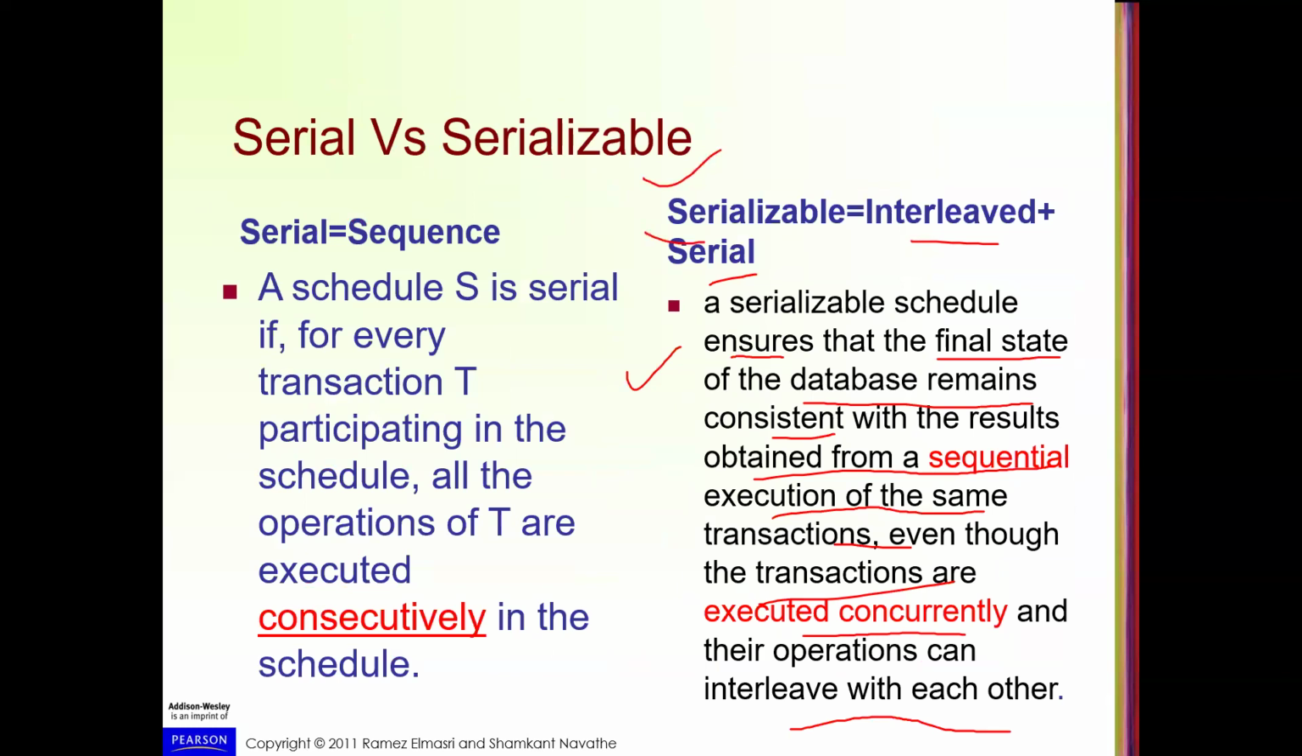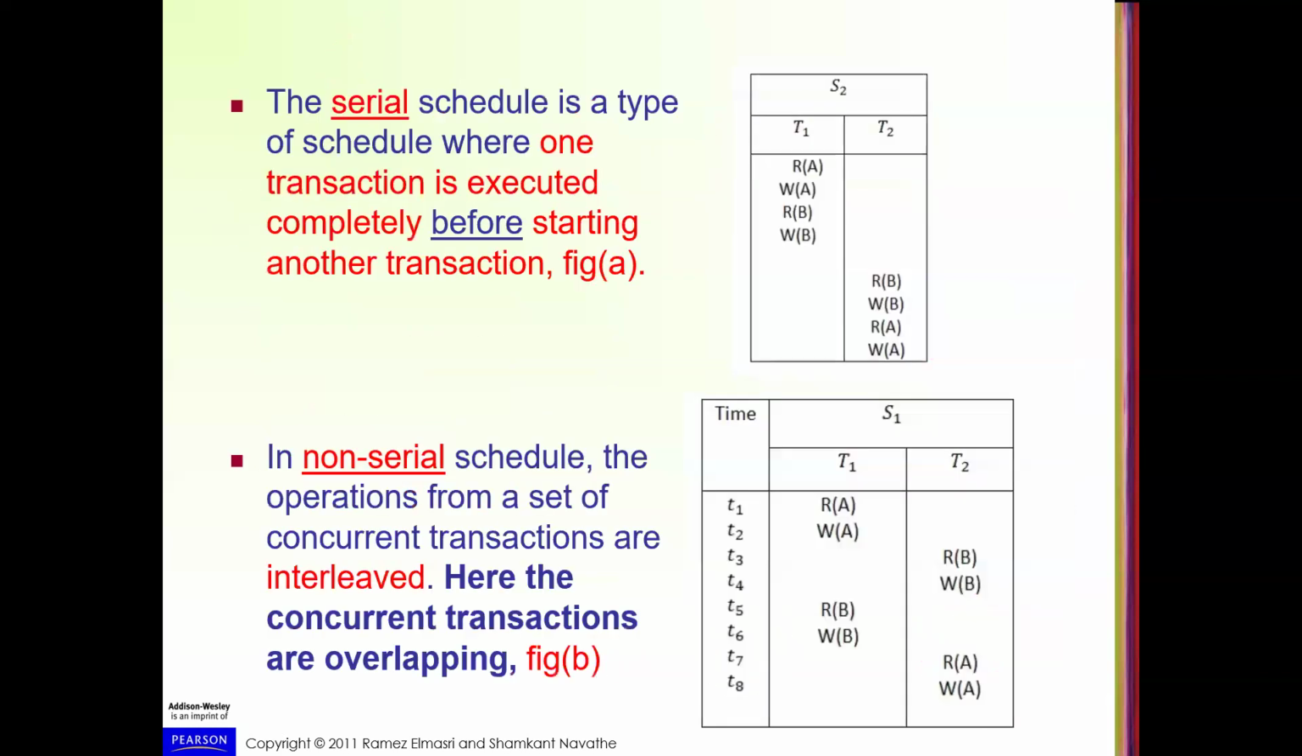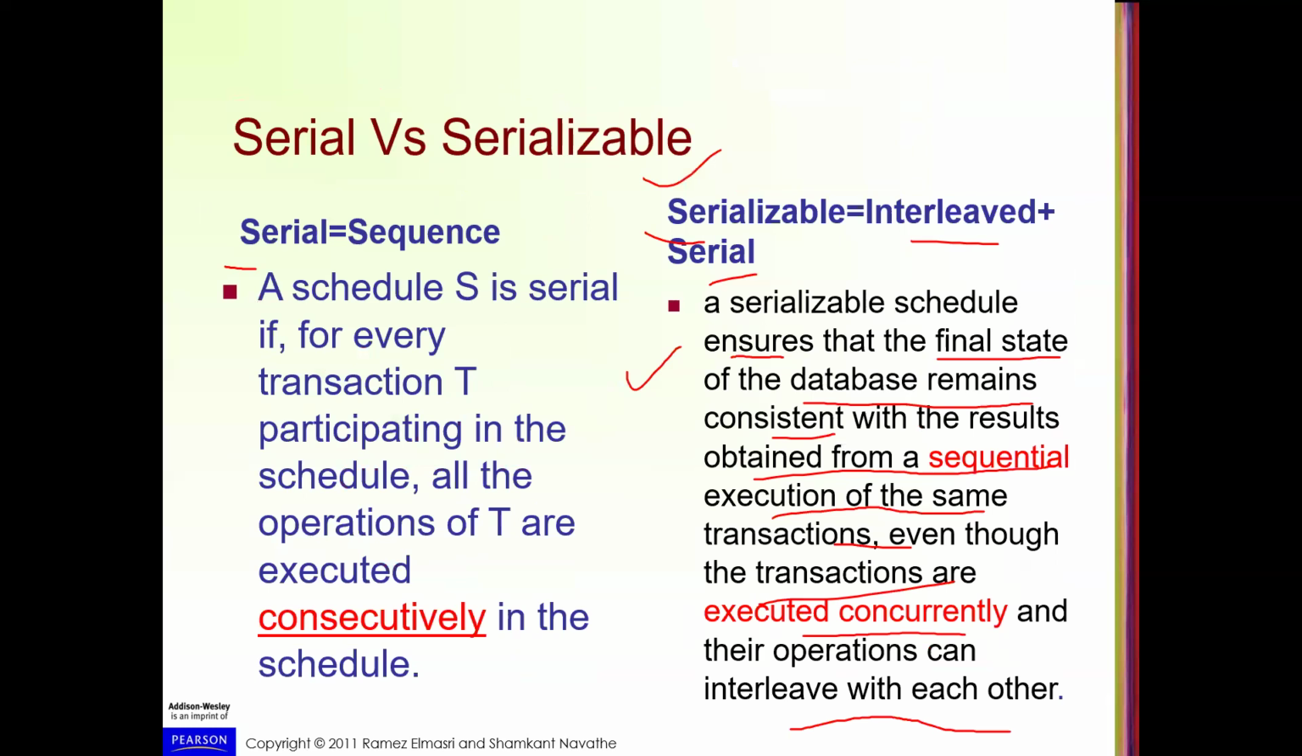Now, what is the difference between serializable and serial? Serial is simple like this: you complete one transaction, then only you start another transaction. Here you might change the value of A, for example you're writing A, but this doesn't affect. We want the first transaction to complete first, then the second transaction will start. This is called a serial schedule. A schedule S is serial if for every transaction T participating in the schedule, all the operations of T are executed consecutively, one after the other. Here it is parallel, here it is consecutive. This is the difference between serial and serializable.